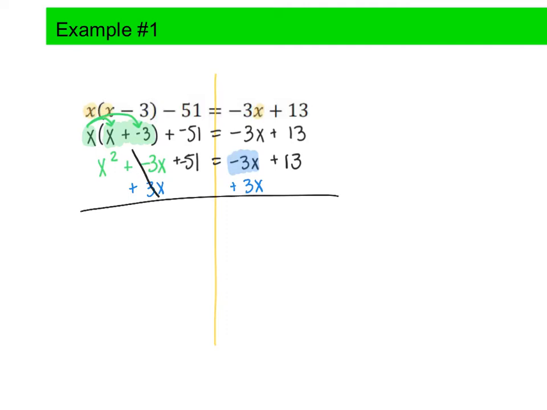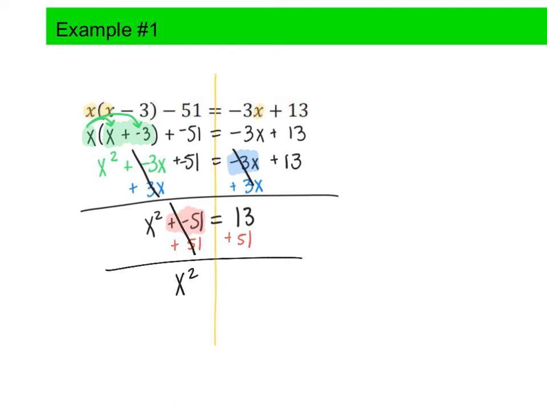On the left side, they cancel. On the right side, they cancel. So I am left with x squared plus negative 51 equals 13. My next step is to get my 13 and my 51 together. So the opposite of plus negative 51 is plus positive 51. And I do it to both sides. On the left side, this cancels, and I'm left with x squared equals 13 plus 51 is 64.